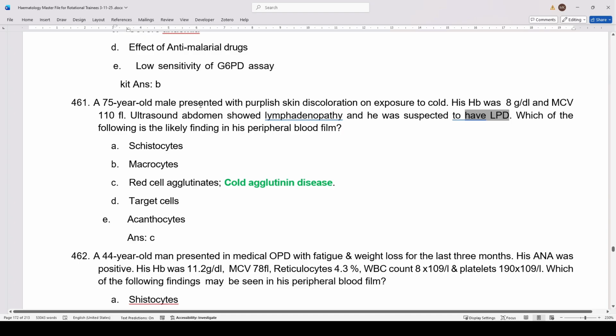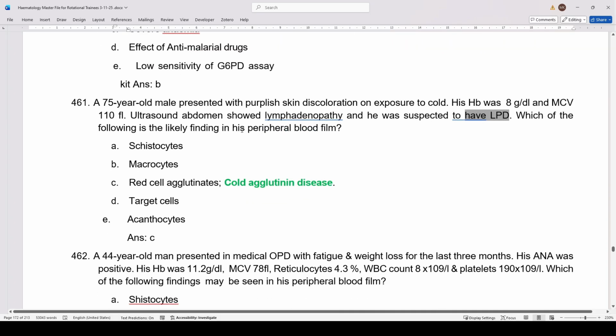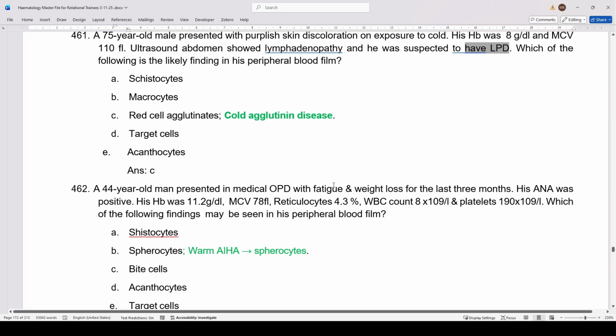Okay, a 75-year-old male presented with purplish skin discoloration on exposure to cold. His hemoglobin was 8, MCV is 110. Ultrasound abdomen shows lymphadenopathy, and he was suspected to be a case of LPD, lymphoproliferative disorder. So lymphoproliferative disorder is associated with cold agglutinin disease, and the patient will have agglutinations on the peripheral blood smear, due to which MCV is falsely increased. Which of the following is a likely finding in this patient? So what we will see in his peripheral blood smear is red cell agglutinates, and it is a case of cold agglutinin disease. You need to keep the patient warm.